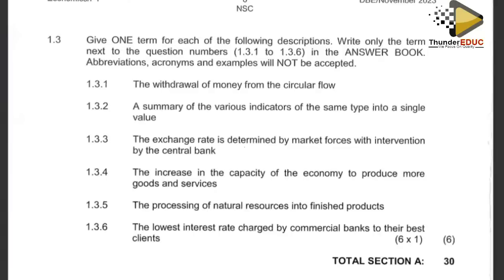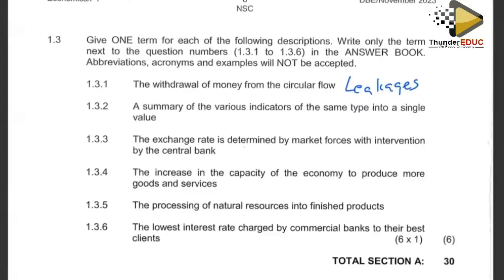Okay, right. So now we have 1.3.1, which reads as follows: the withdrawal of money from the circular flow. So now whenever we talk of the withdrawal of money from the circular flow, remember we talk of the leakages. Because when we talk of the inflow of money into the economy, it is nothing but injection, while the outflow of money from the economy is nothing but the leakage. So this is nothing but leakages. Okay, right, great talk. So now let's move on to 1.3.2.